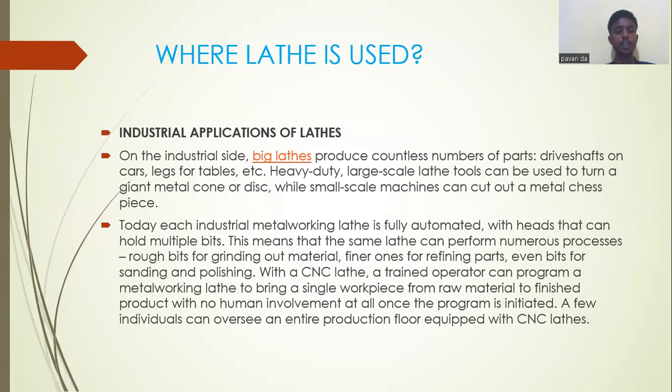Today, each industrial metalworking lathe is fully automated with heads that can hold multiple tools. This means that the same lathe can perform numerous processes, rough beds for grinding out material, finer ones for defining parts, even bits for sanding and polishing.